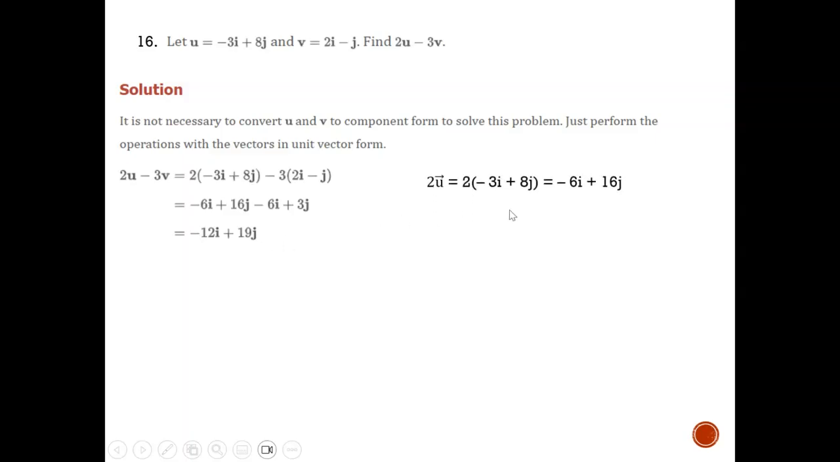Now, I believe it's a little easier to do it vertically. This is 2u, 2 times vector u, which is 2 times negative 3i plus 8j, giving us negative 6i plus 16j. And then minus 3v is going to give us negative 3 times 2i minus j. You distribute, which gives us negative 6i plus 3j. And you add the i's, which is the first component, and the j's, which is the second component. So it's going to give us negative 12i plus 19j. That's your answer, guys.